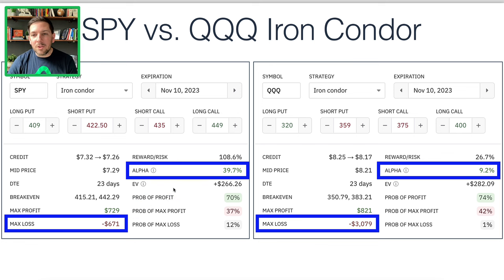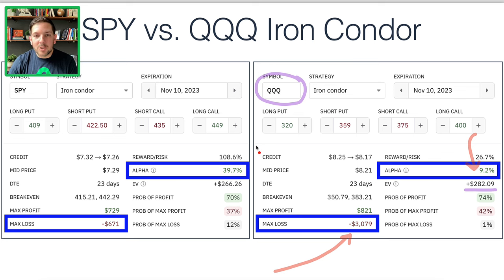And so if you look at this one here, the QQQ trade has an expected value of $282, but unfortunately, the max loss on this position is $3,079. That is a huge max loss. And so for that reason, the alpha metric on QQQ is basically down to 9.2%. It might still be a good trade compared to other trades that are non-positive EV.